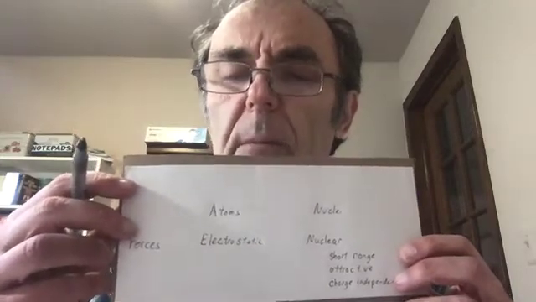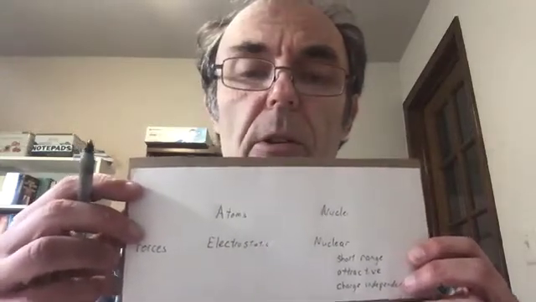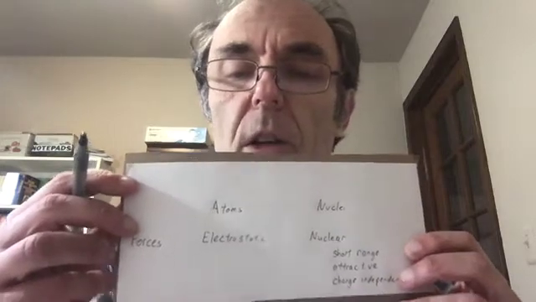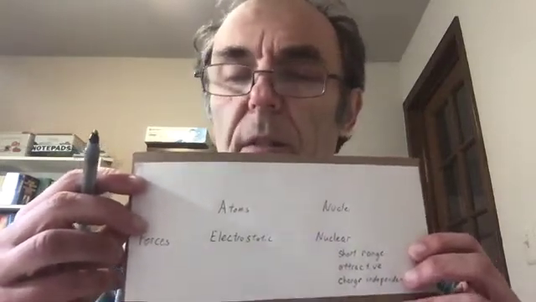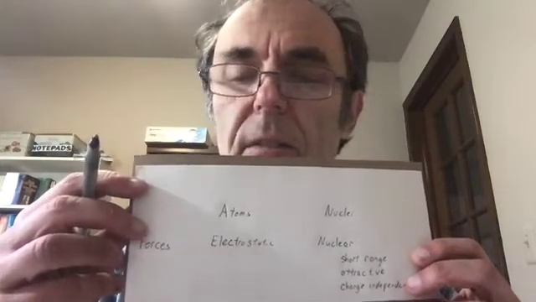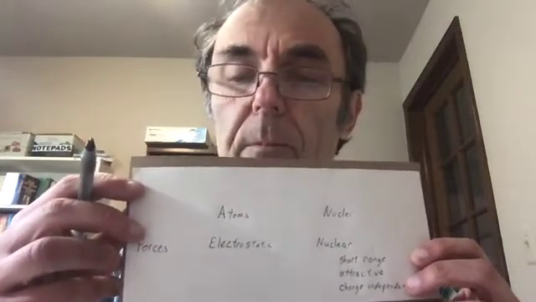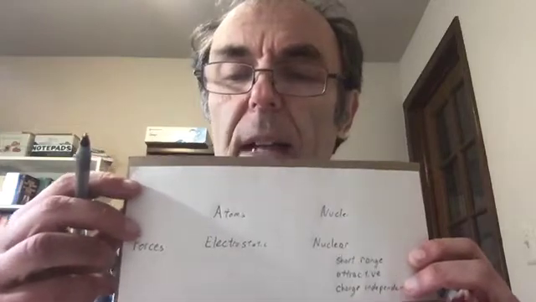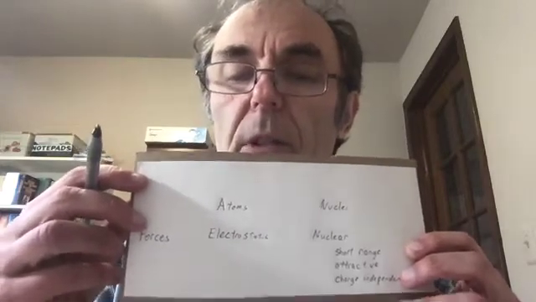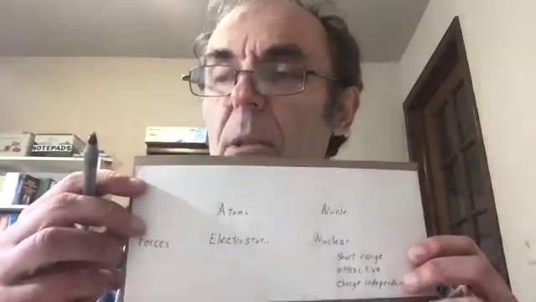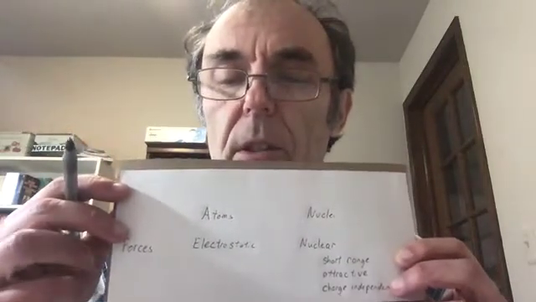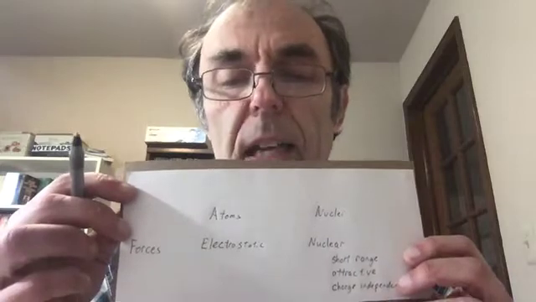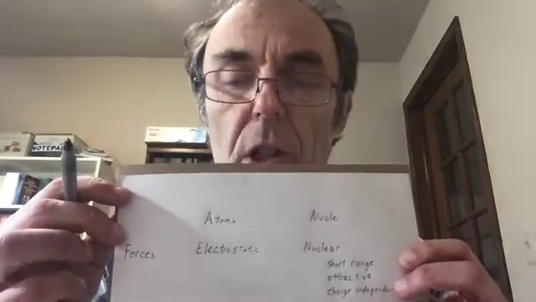Nuclear forces tend to be very short range. Remember, electrostatic forces fell off as 1 over r squared. That's a rather slow fall off. Nuclear forces fall off dramatically over just a distance of a few femtometers. Nuclear forces tend to be attractive. They're always attractive. So the attractive nuclear forces are what holds the whole nucleus together. Whereas electrostatic forces can be positive or negative depending on the charges.